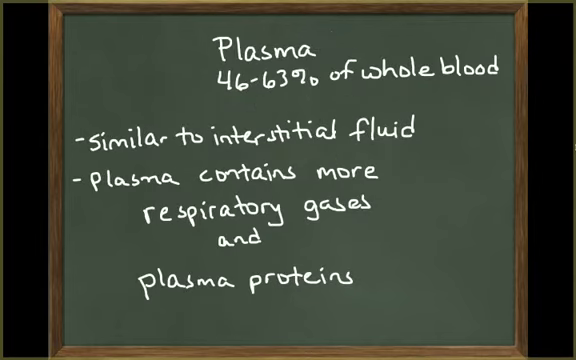The plasma, which is the matrix of the blood, makes up 46 to 63% of the volume of whole blood. The composition of plasma is a lot like the interstitial fluid. It contains water, ions, and small solutes. The two differences between the plasma and the interstitial fluid are that the plasma contains more respiratory gases like oxygen and carbon dioxide, and the plasma also contains plasma proteins.